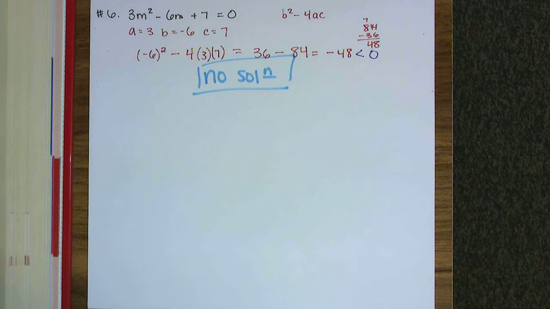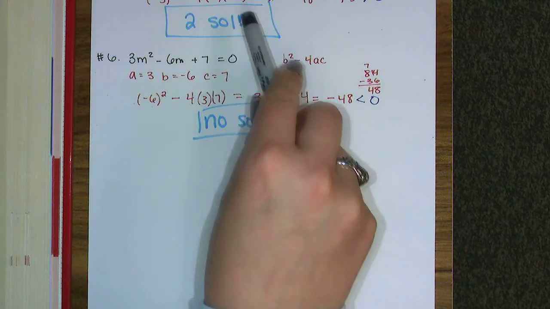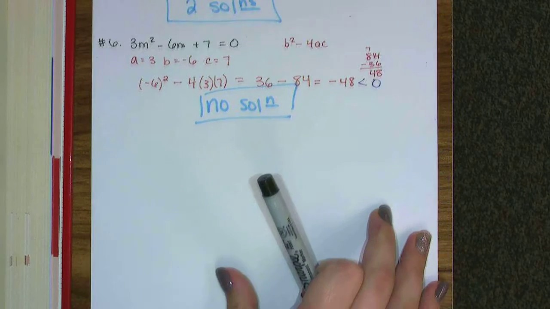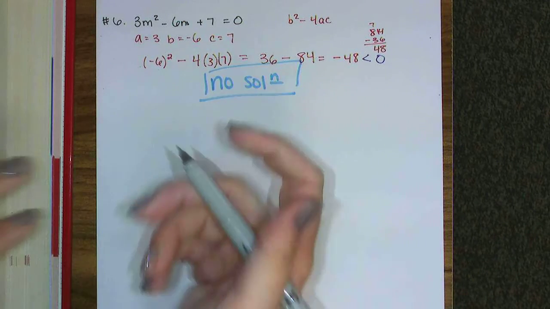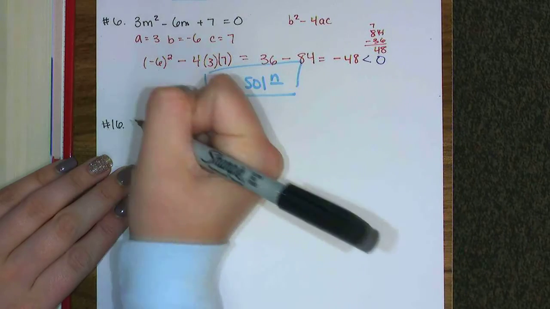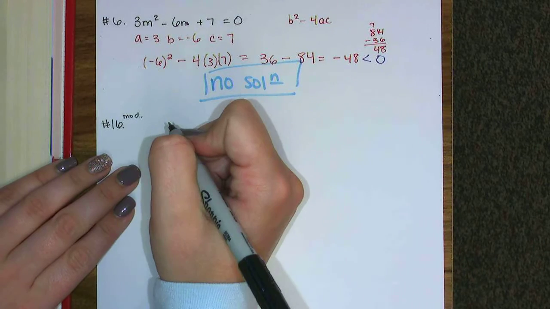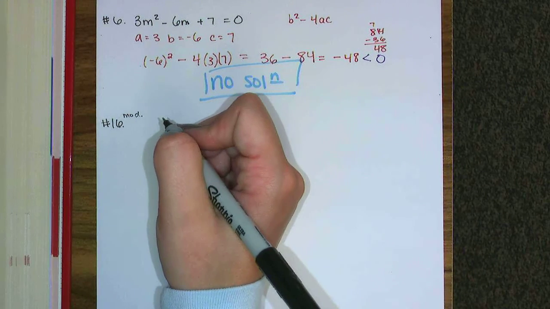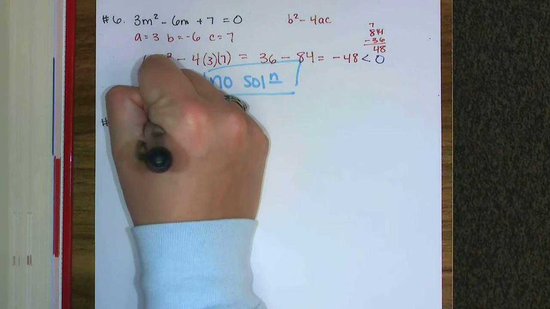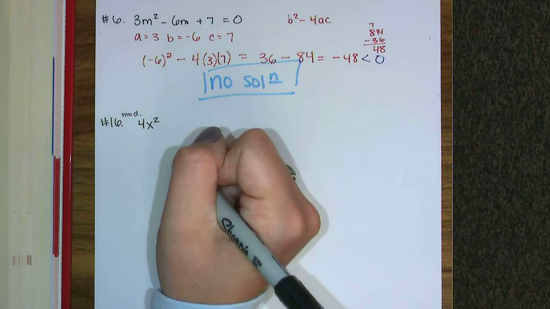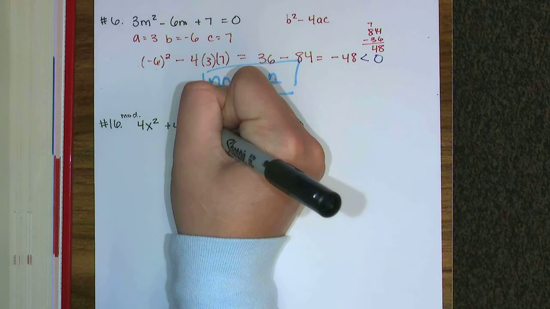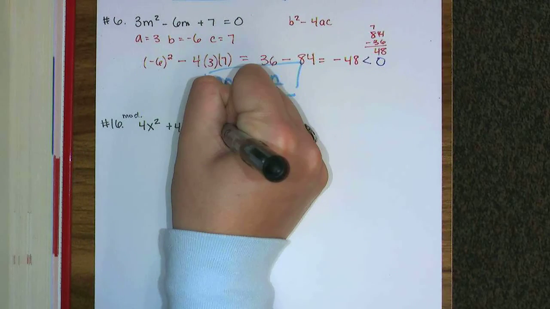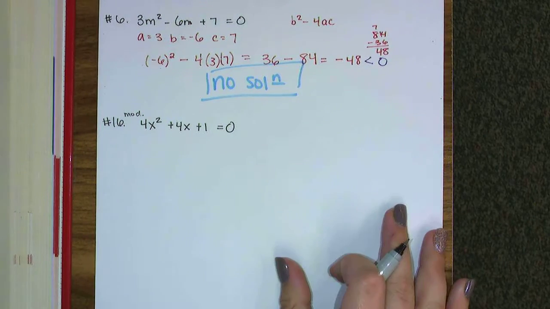So we've done one that had 2 solutions. We've done one that had no solution. So you might be able to guess what our next one's going to be, possibly. Who knows? We'll see what happens. Number 16. I'm modifying it, so it's a modified problem, because of what it started with. So we're going to have 4x squared plus 4x plus 1 is equal to 0. I'm just setting up the problem in the proper form.